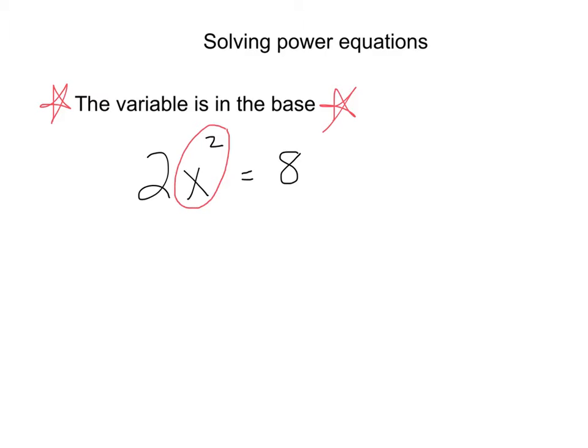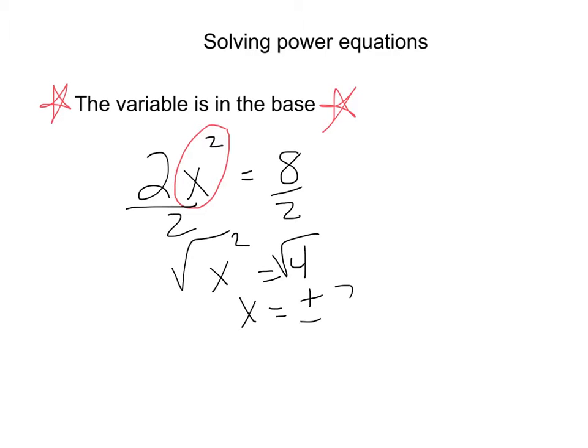Keep in mind, the inverse of taking something to a power of 2 is taking the square root. So what we want to do is isolate this base and its exponent. We're going to divide both sides by 2. That'll give us x squared equals 4. And then when I square root both sides, I will end up with x equals positive or negative 2. Alright, so we're going to have those two answers. This isn't really anything new, but they can get more complicated, so I want to look at some of those.